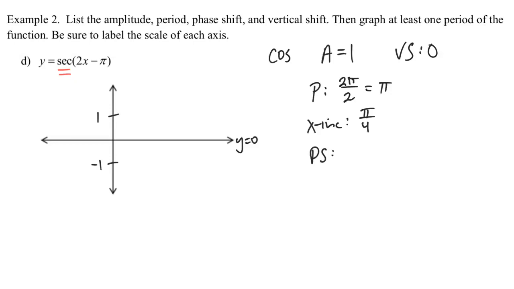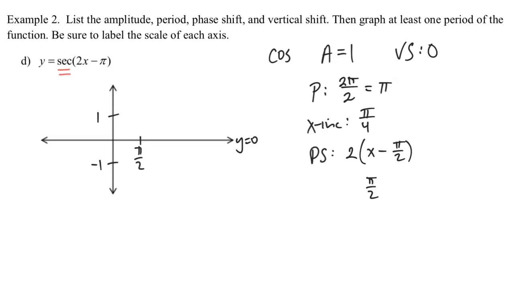And then for the phase shift, we notice that there is a b value, and so you choose which method you prefer for finding the phase shift. I like to factor out b. Some other people might like to set the parentheses equal to 0 and solve for x, and either way we're going to get the same answer. If I factor out the 2, I'm going to have x minus pi over 2, so my phase shift is going to be positive pi over 2. I'm going to put that down as my first x coordinate here.